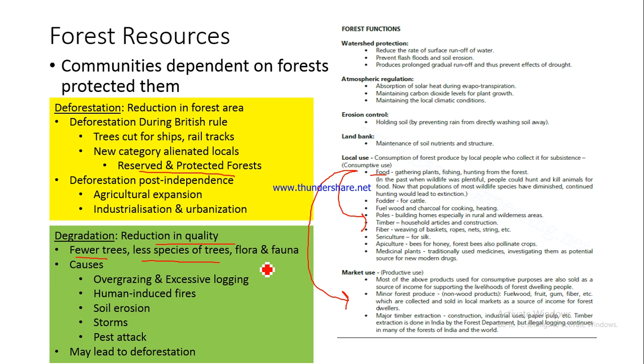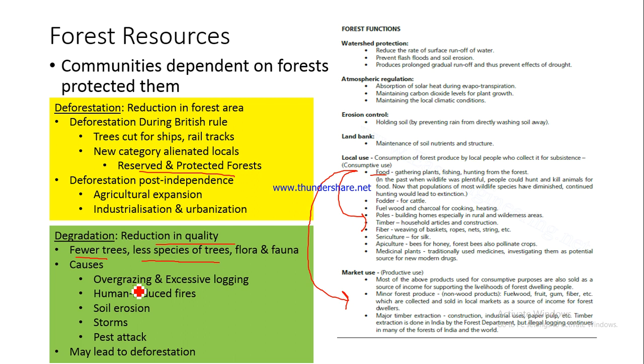So please understand the difference between deforestation and degradation. Deforestation is reduction, cutting down the trees. The opposite is afforestation, wherein you grow more trees, wherein you plant saplings so that they can grow into trees. However, degradation is when the quality of the forest reduces. Why? Because of several reasons. Overgrazing, excessive logging. So overgrazing would do what?